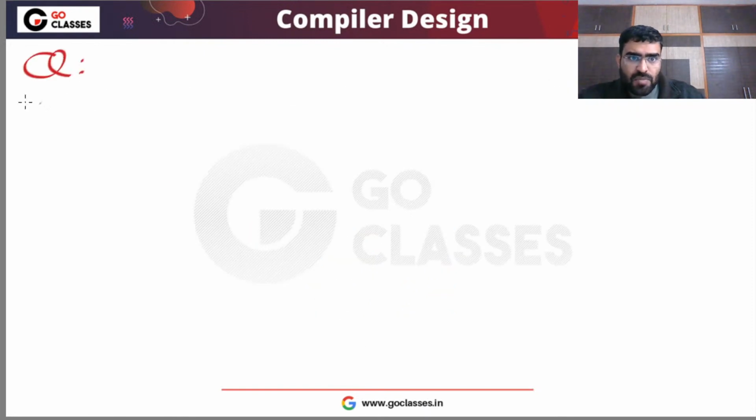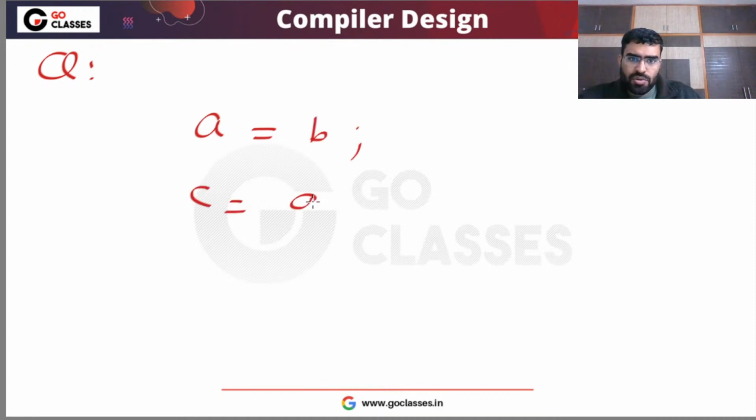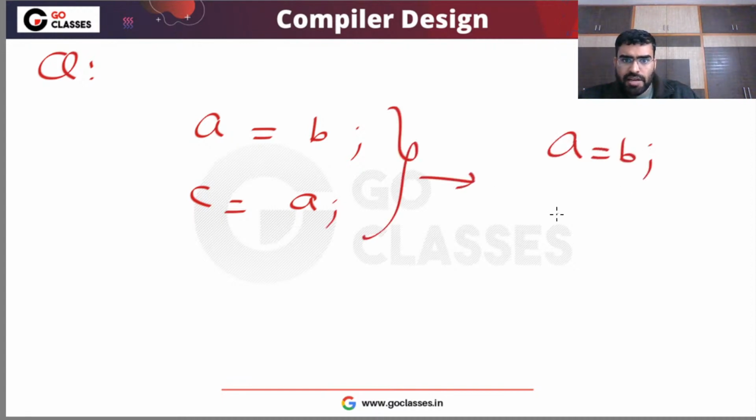My question is, can you find the difference between copy propagation and common subexpression elimination? If you have this type of scenario, let us assume a equal to b, and then let's assume you have c equal to a. I am changing this to a equal to b, and let's assume c equal to b. Then is it copy propagation or common subexpression elimination?